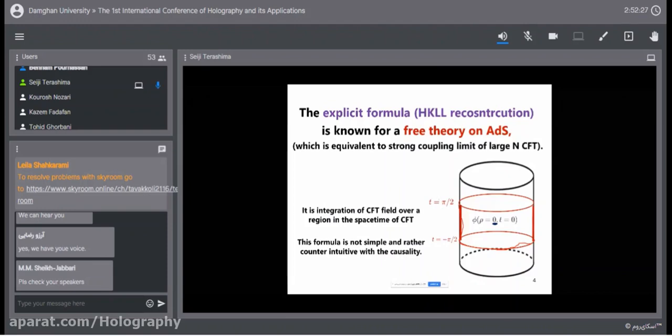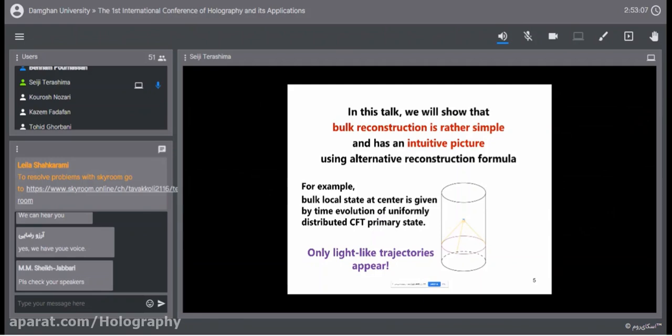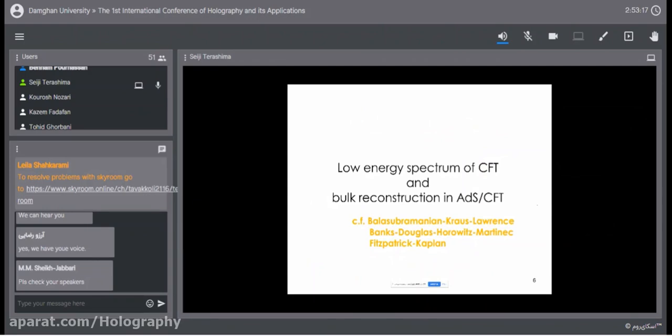In this talk, I will show that bulk reconstruction is rather simple and has an intuitive picture using an alternative reconstruction formula, which is equivalent to the HKLL formula. For example, a bulk local operator at the center here is given by a time evolution of uniformly distributed CFT primary operators. Here, uniformly means this S1 represents the whole CFT space, and this is the time. So integrating the CFT primary operator over this gives exactly this bulk local operator. Here only right-moving trajectories appear. So it's simple. Anyway, I will talk about this picture.